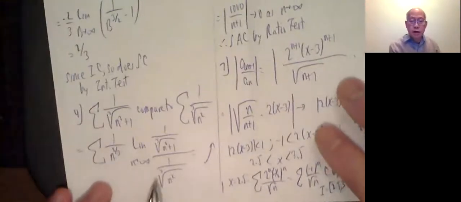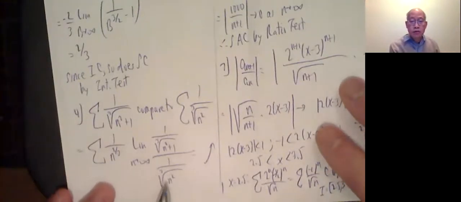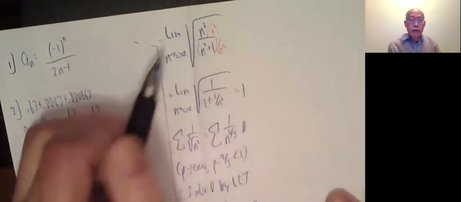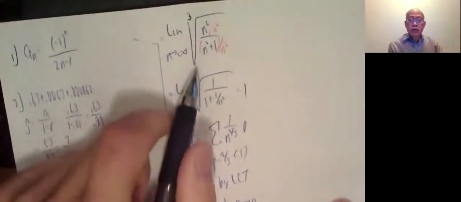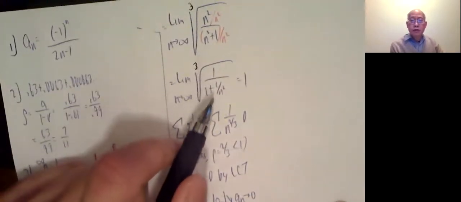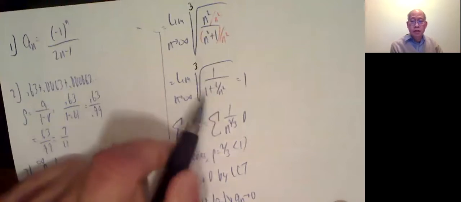Okay, I decide to multiply top and bottom by cube root of n squared, which means this is now gone, and put it under 1. So cube root of n squared, there's a cube root here. So cube root of n squared plus 1, divide top and bottom by n squared. So you have the cube root of 1 over 1 plus 1 over n squared. So when n gets big, this is the cube root of 1, which is 1.